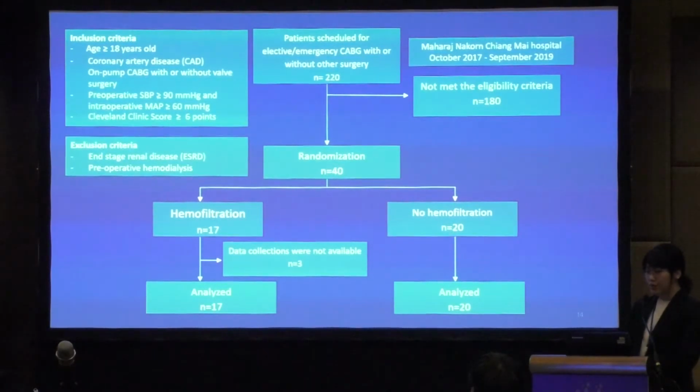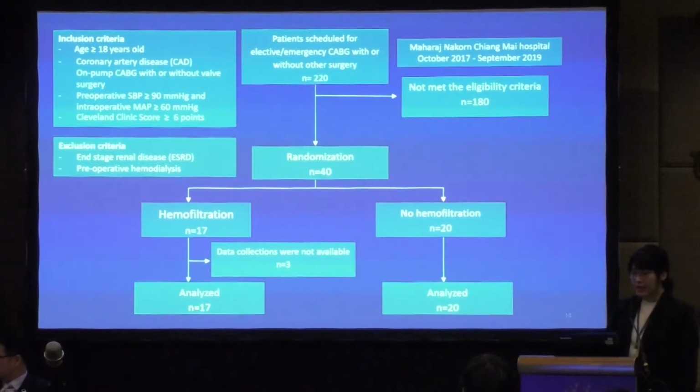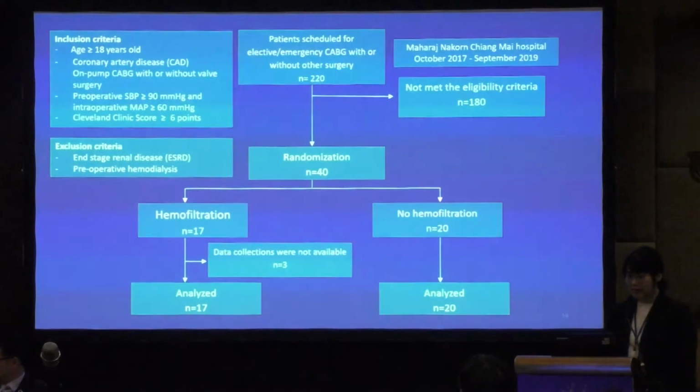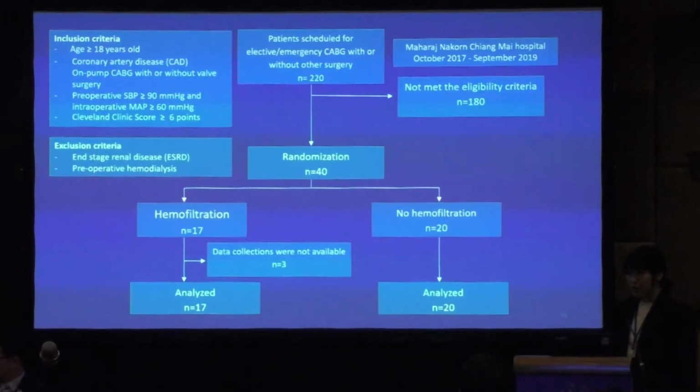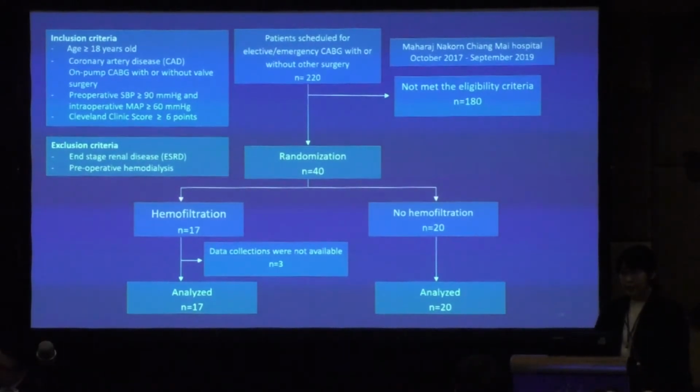The diagram shows all patients in this study. The data were collected at Maharaj Nakorn Hospital between October 2017 and September 2019. The inclusion and exclusion criteria are shown on the left side of the slide. The patients scheduled for CABG totaled 220, and after selection by the criteria, just 40 patients were randomized. All the patients gave informed consent. Below on this slide, the MUF group was left with 17 patients.